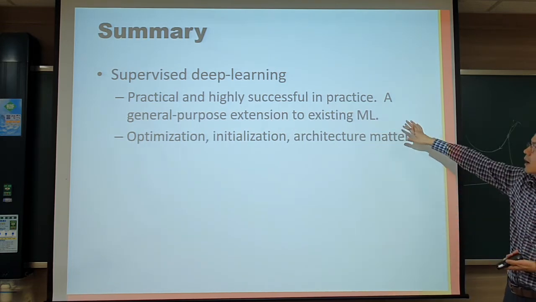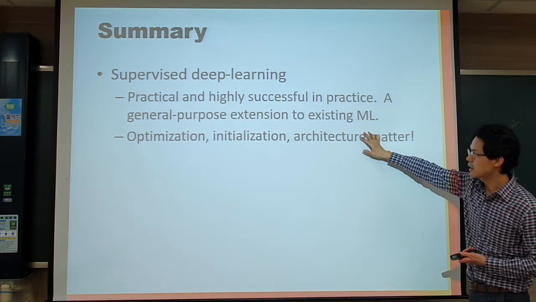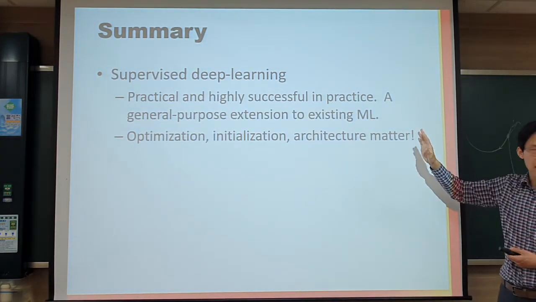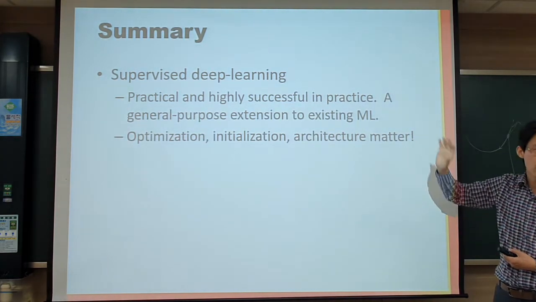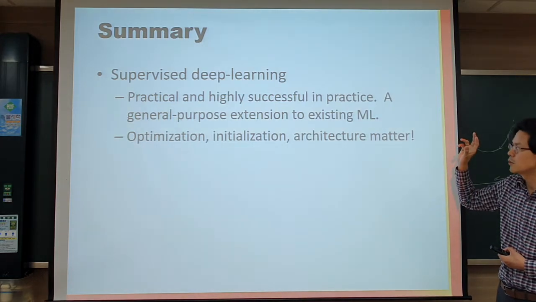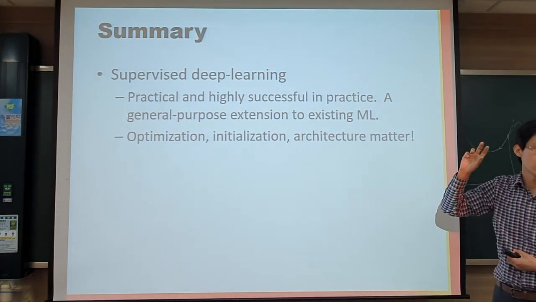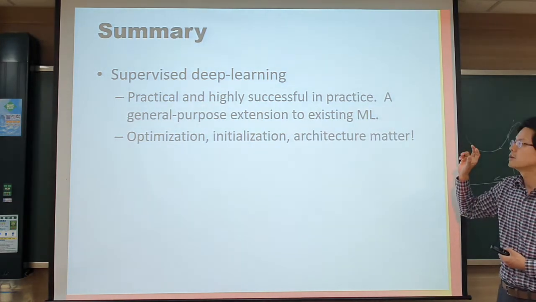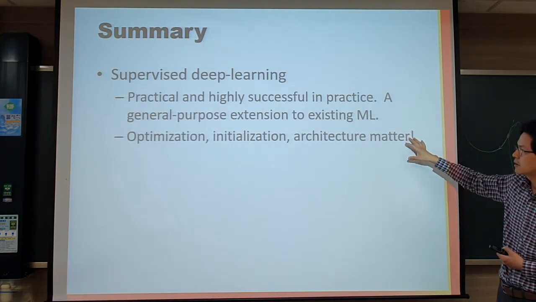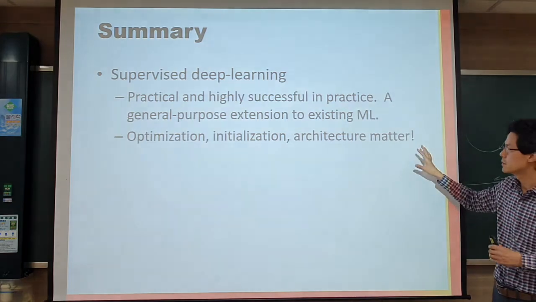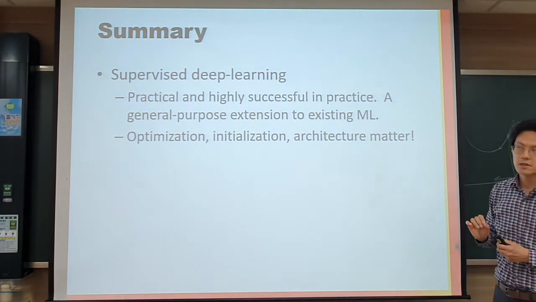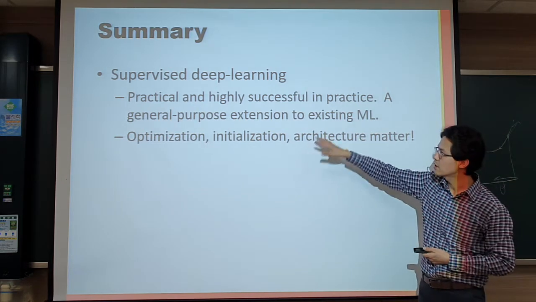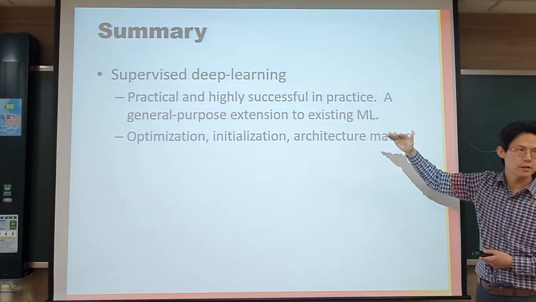There are a lot of issues like optimization or initialization. I didn't really talk about the initialization of the weights, but typically we need to think about what a good starting point for those weights is, right? The architecture also matters. There has been a lot of improvement in the design of network architectures. I didn't really talk about those, but if you're interested, you can look at them. I only give you the high-level picture.